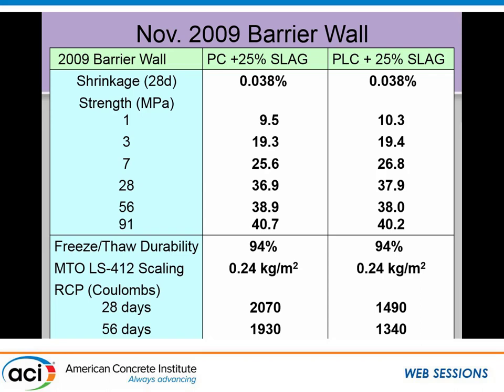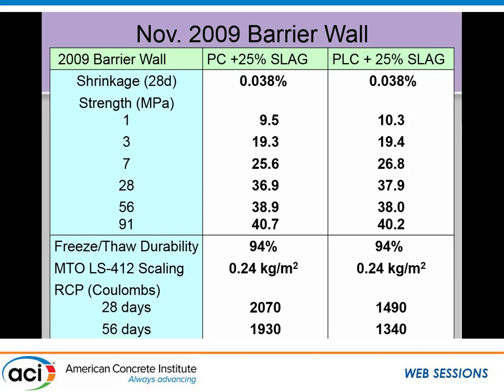You can see the shrinkage is identical, drying shrinkage, that's 7-day wet followed by 28-day dry as per 157. You can see the strength development curves even at 1 day, it's essentially the same right through 1 day to 90 days. Freeze-thaw performance in terms of 666 durability, exactly the same. The de-icer scaling, this is our highway department's version of the 672 scaling test, measuring mass loss, no difference in mass loss. And the Coulomb value, as you can see, we've actually got reductions in the Coulomb values at 28 and 56 days.